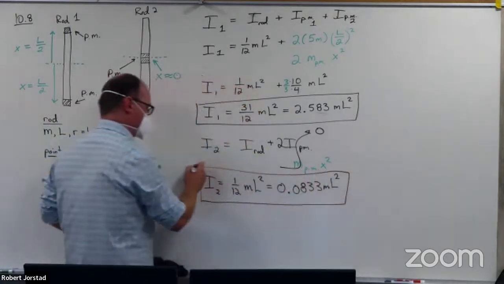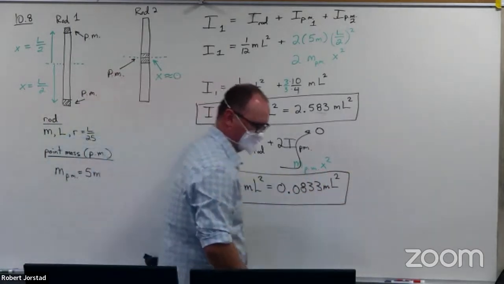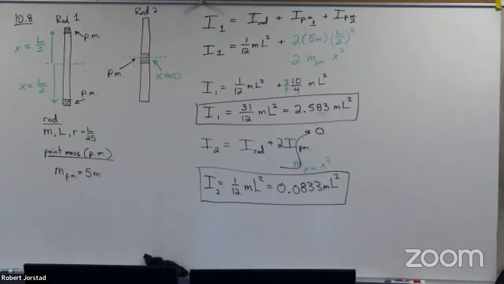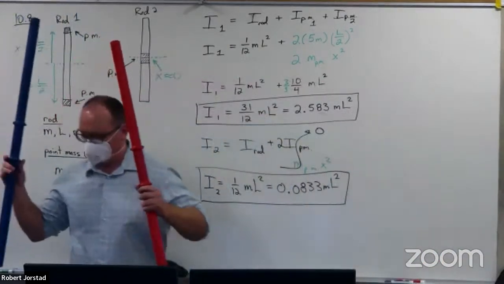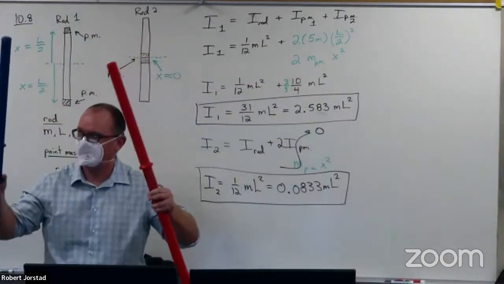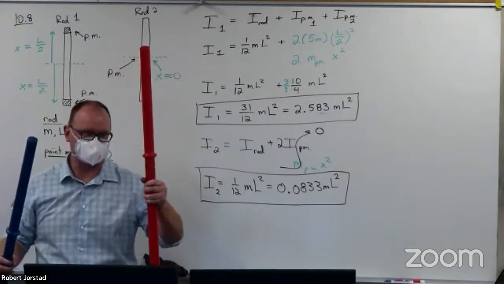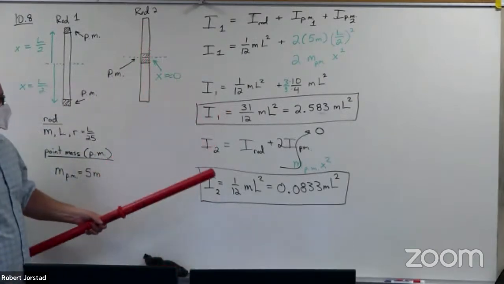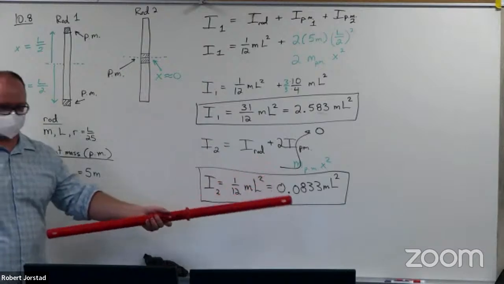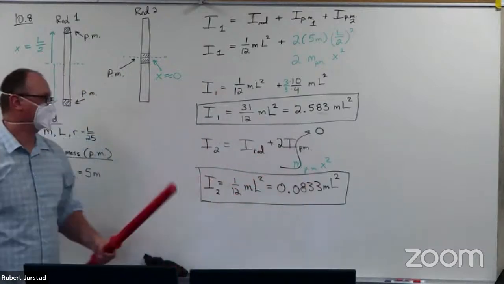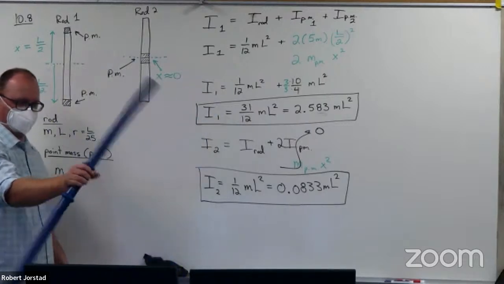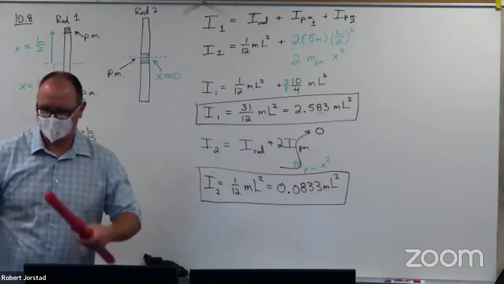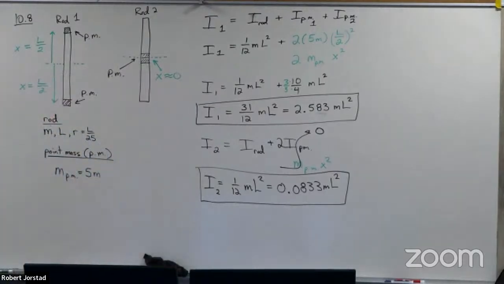What is the point of all this? This is rod 1. This is rod 2. Point mass is at the end. Point mass is near the center. I2 has a small moment of inertia, easy to rotate. Point mass is far from the center, harder to rotate. Got it? In the next problem, let me show this real quick.